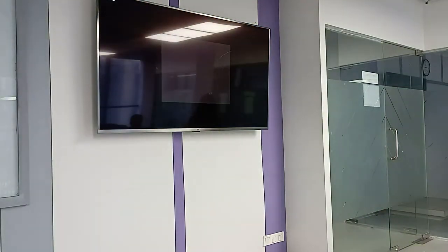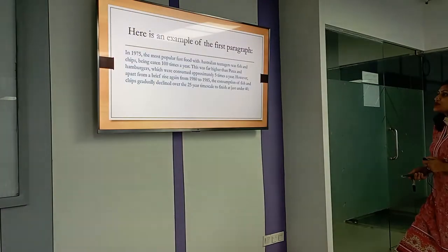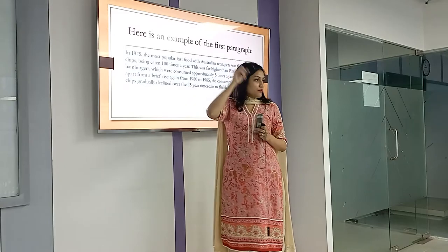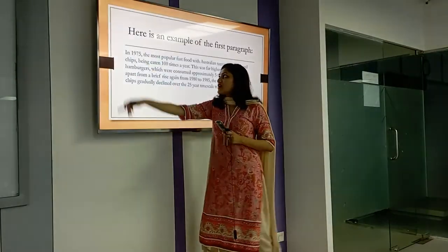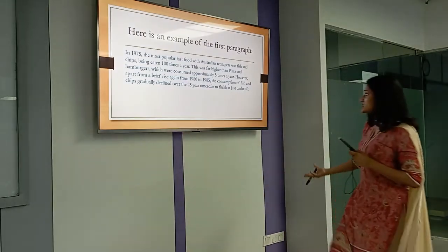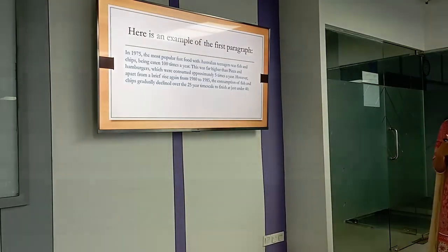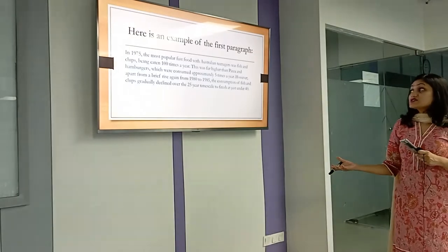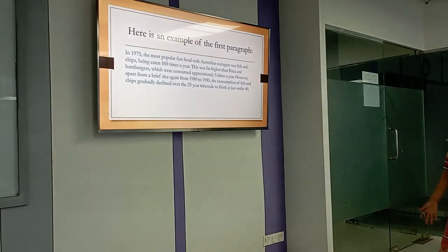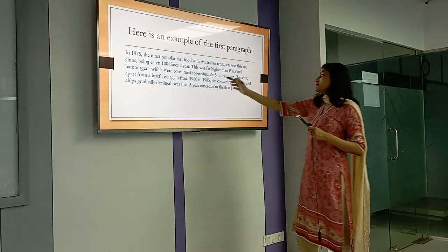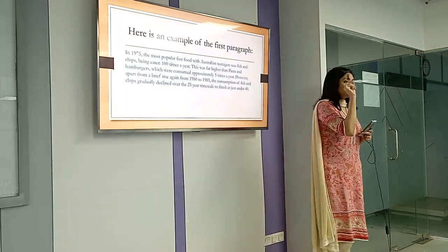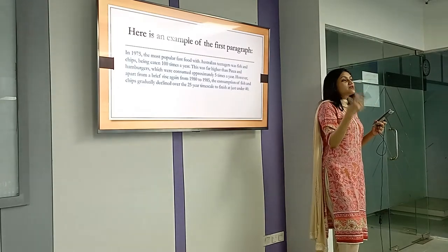So let's see what should be our language. You can say, in 1975, see, we are giving the data, right? Because from the chart, you can see the data. So in 1975, the most popular food with Australian teenagers was fish and chips, and they still love it. Make sure you write the result in continuous language. They ate it 100 times a year. On the other hand, it was far higher than pizza and hamburgers, which were consumed approximately 5 times a year. So why did we use approximately? Because when it's not exact, we use approximately. Do you like that?